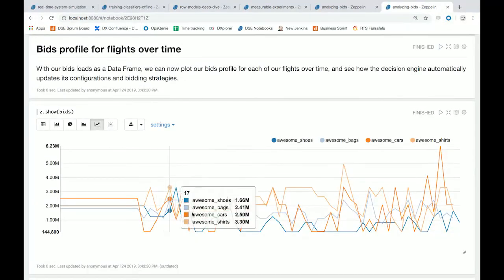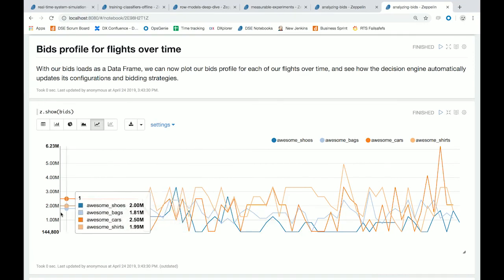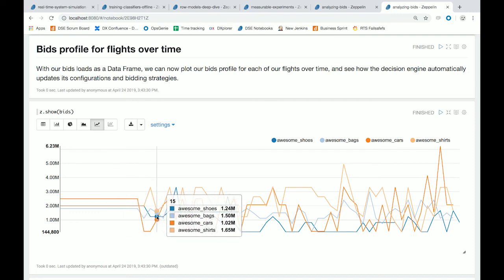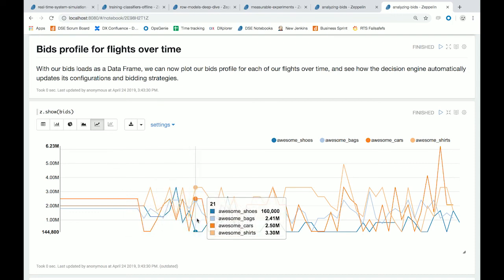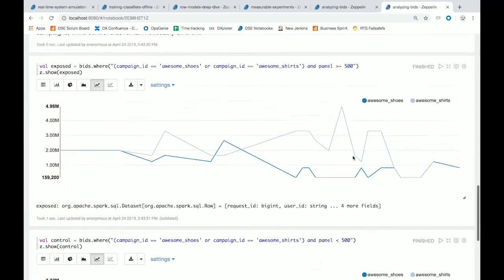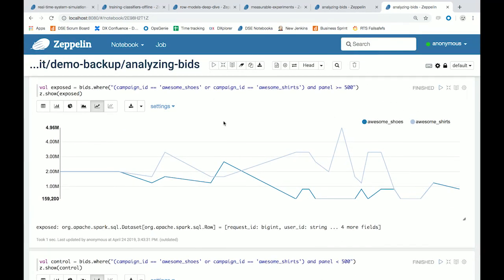So now we can plot our bid requests over time. See that initially we were doing fixed bid because we had no machine learning classifier. Then we were doing this using the classifier. And after all, we run our experiment. So what I'm doing here is I'm splitting the bids into exposed and control for my experiment.